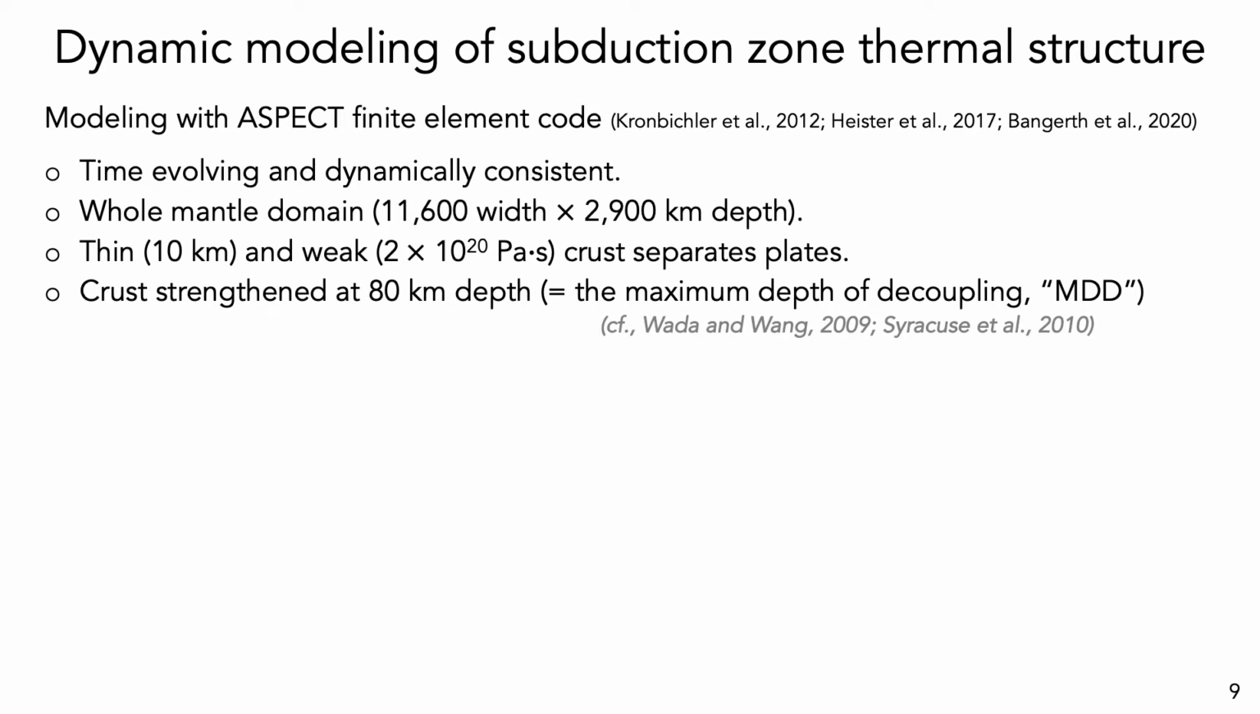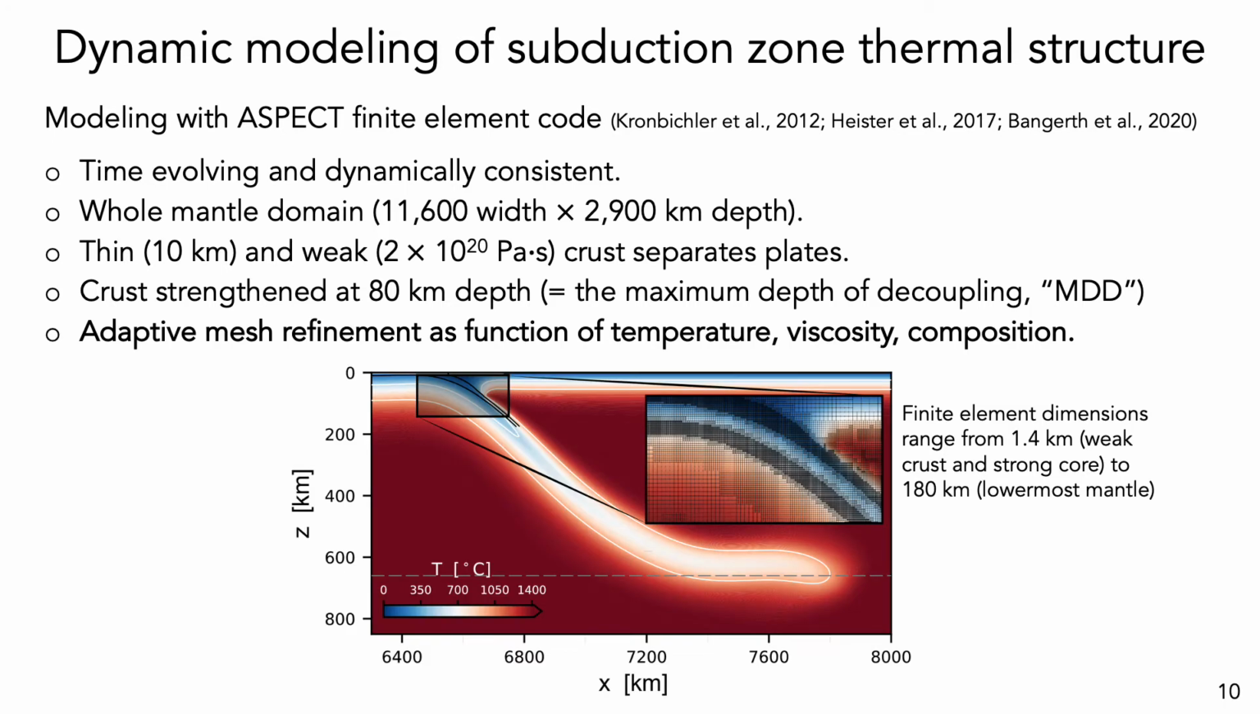In addition to being time-dependent and dynamically consistent, another important feature is that we use a weak crust to decouple the two plates. We focus our thermal analysis on this crustal region, both its upper surface, which is the slab top, and its lower surface, which is the Moho, and we remove the weakening associated with this crust at a constant 80 kilometers depth, which is broadly analogous to a maximum depth of decoupling as is imposed in some previous studies.